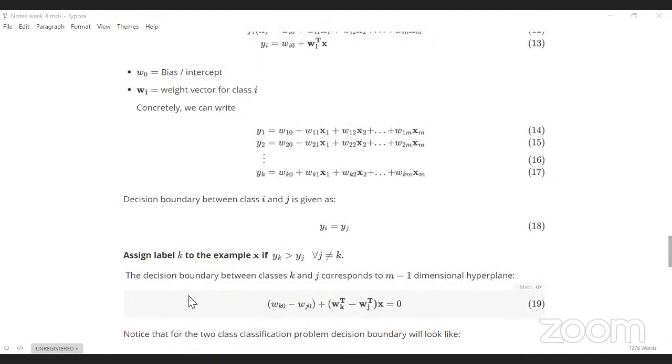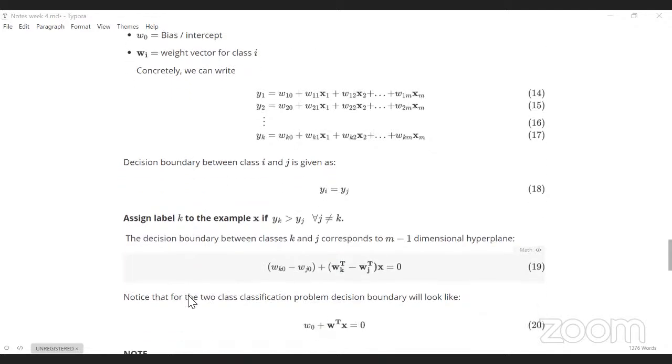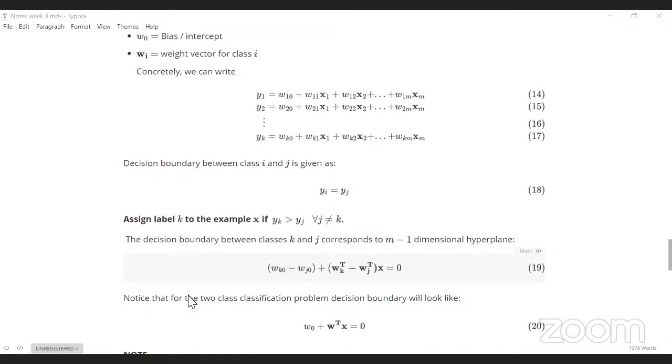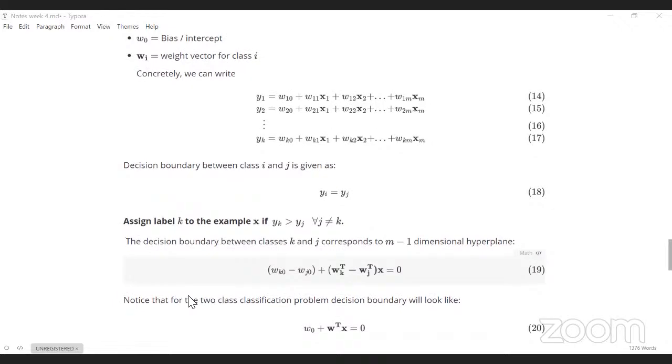Okay, so for a binary classification problem, we need not find two different discriminant functions. We can have one discriminant function, and for predicting the class label, if it is greater than 0, then we will predict the positive class, and if the value is negative, then we will predict that example into the negative class, or say class 0.